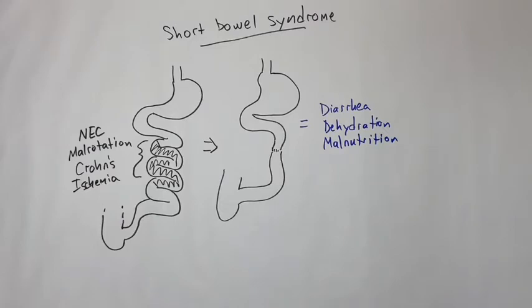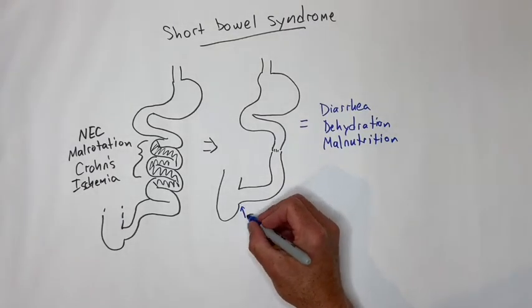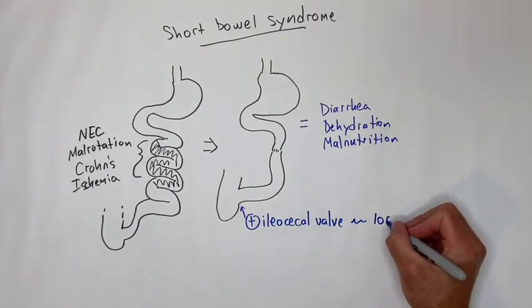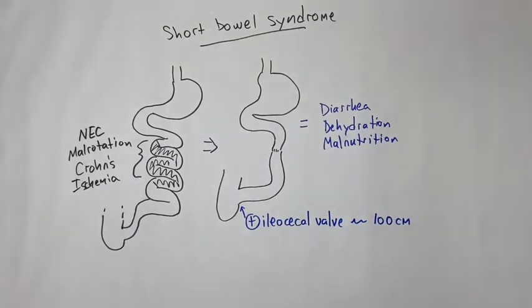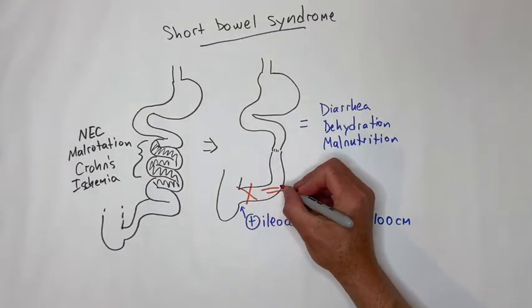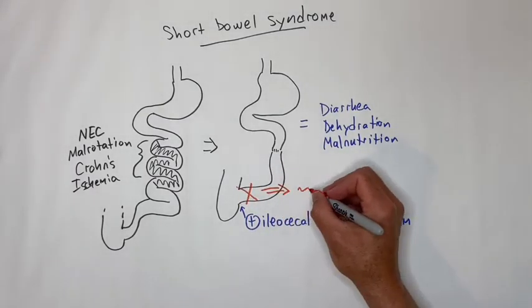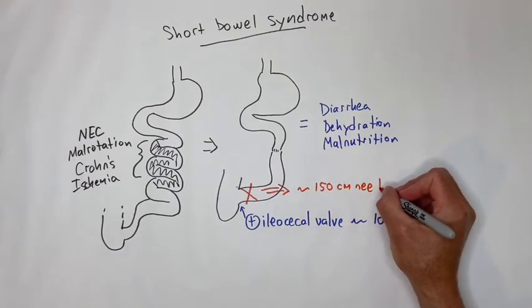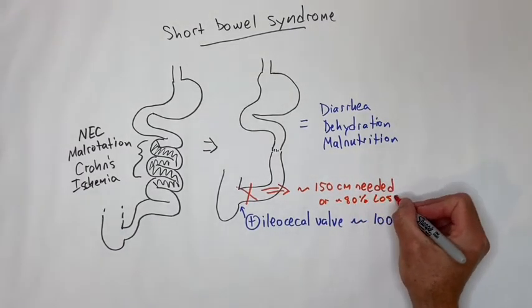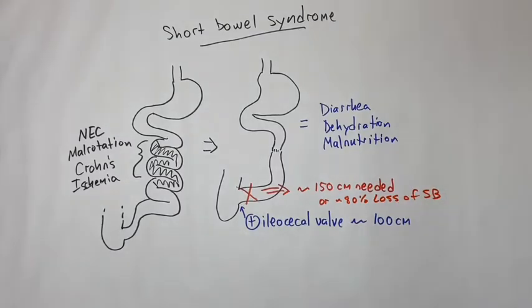Common numbers to hear is that if you have an intact ileocecal valve and 100 centimeters of small bowel, you should be okay. The ileocecal valve helps slow down the transit of small bowel, so without the ileocecal valve, you may need 150 centimeters of small bowel. Another estimation is that loss of more than 80% of the small bowel length can lead to short bowel syndrome.